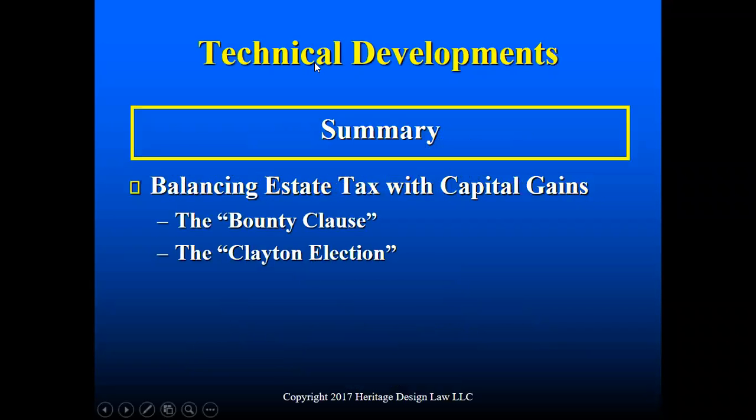So in this presentation, just as a summary, the whole point of these things is to balance the estate taxes with capital gains. Because of the change in the federal estate tax law to the $5 million exemption, which is indexed, and now has risen to $5,490,000 this year, the shift in focus on a lot of planning has gone to income taxation as opposed to estate taxation. And the purpose of these particular clauses is really to put a little bit greater focus on capital gains taxes at the same time as we're dealing with estate tax savings. So they're called the bounty clause and the Clayton clause, and this particular presentation is about the bounty clause.